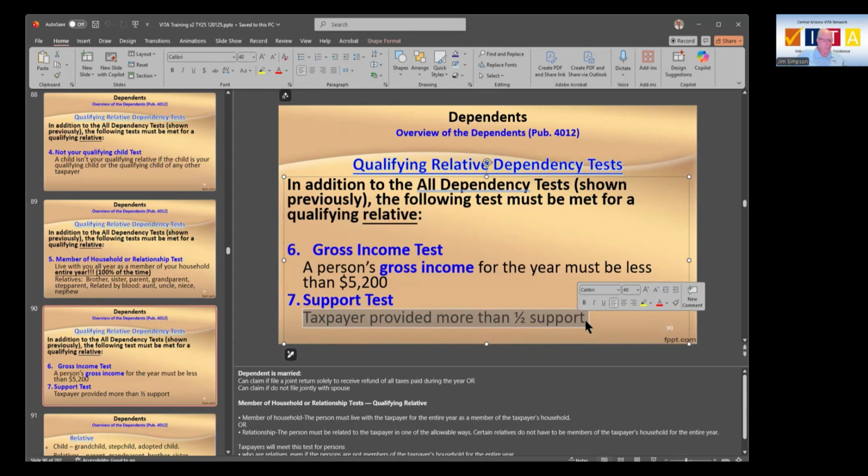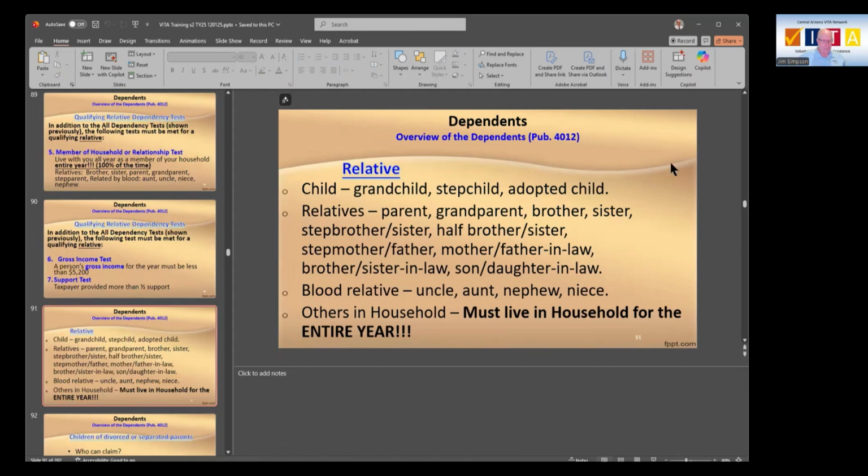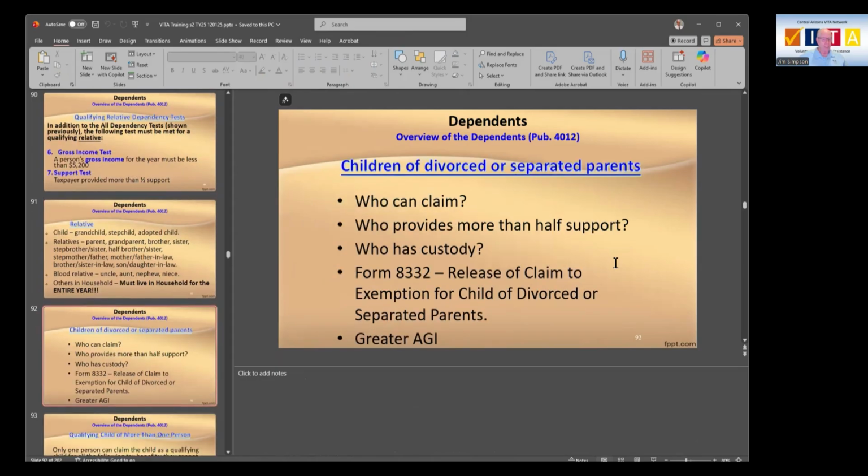Now, something I didn't say, it just struck me. Maybe you're supporting your parents and they're in a nursing home. I kind of brushed over it, I guess, but you could claim them because that's almost like a temporary absence. That's as if they lived with you. As long as you're paying for it, you've got to provide more than half of their support. Again, we talked about these relatives here. Could do it. Okay.